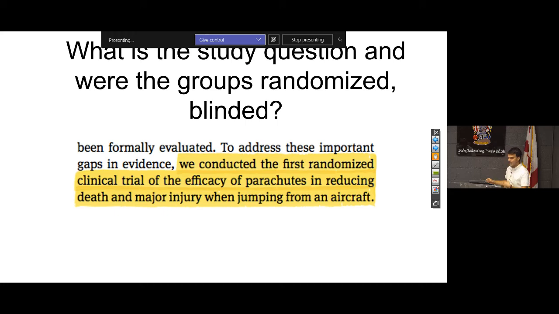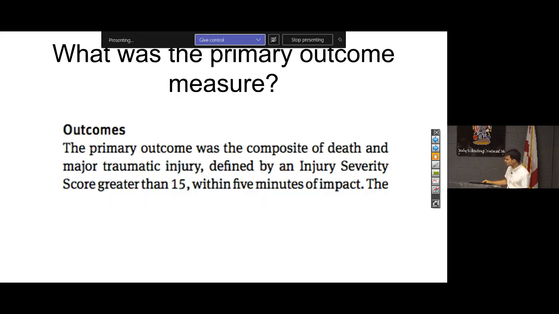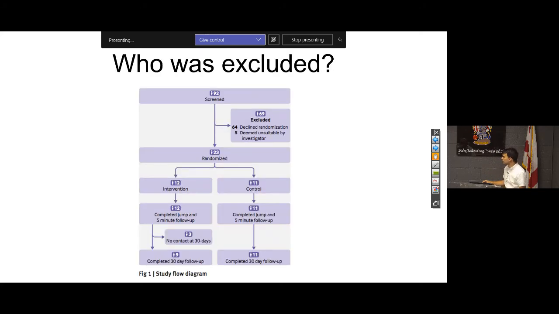And then what's the outcome measure? So this was not blinded. In this case, does it matter? I don't know. And then it was randomized. So the outcome measure is not ankle injury. It is, did you die? Did you have a major traumatic injury? And how did they measure this? Do you have a pulse when you land within the first 5 minutes? And if you do have a pulse, based on this validated injury severity score, were you injured or not? So that seems like it has face validity as well.